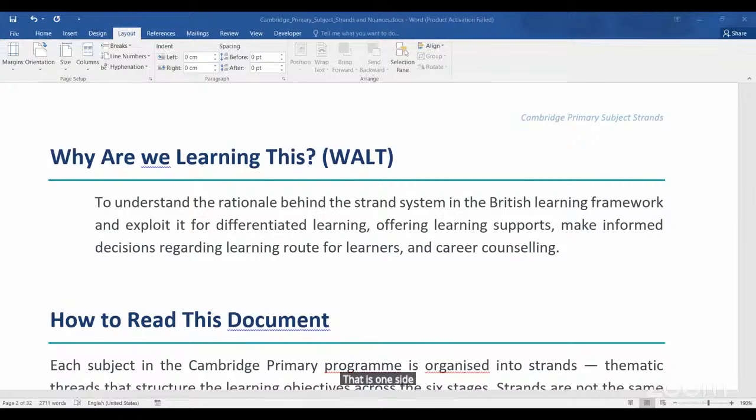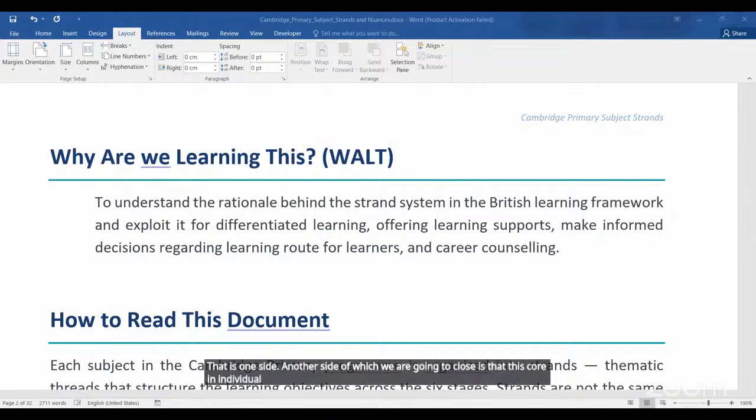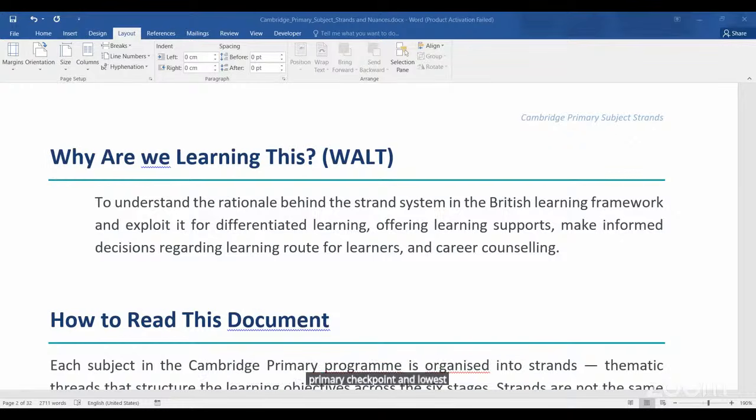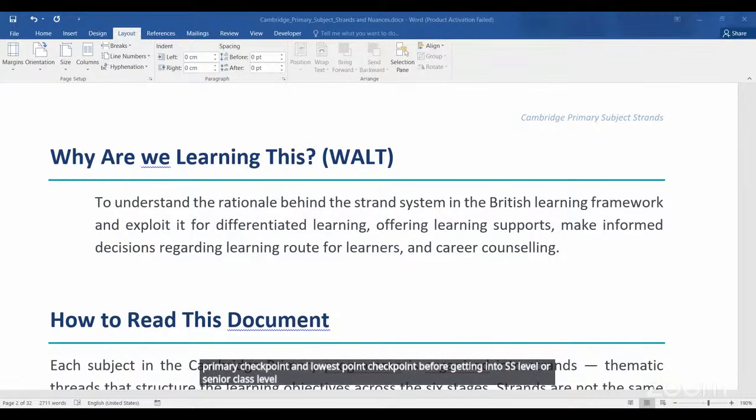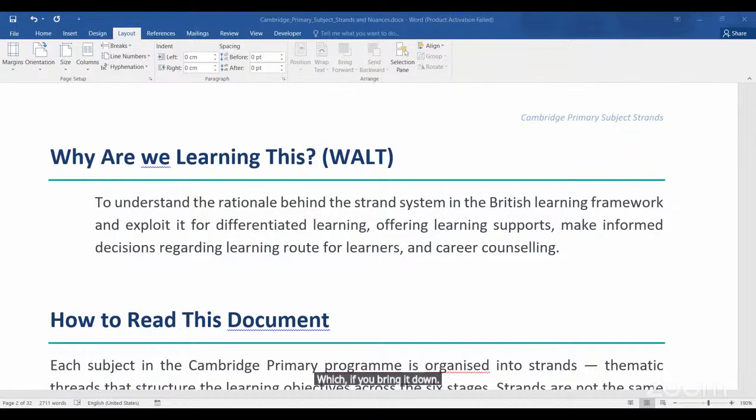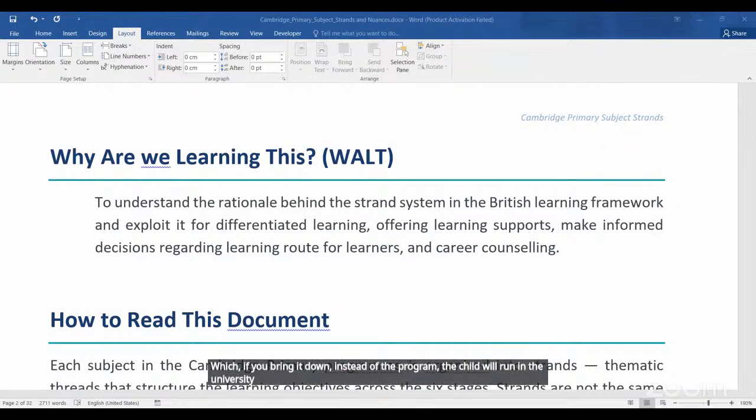Another side, where I'm going to close, is that the score in individual strands that a child gets during the primary checkpoint and lower secondary checkpoint, before getting into SS level or senior class level, is an indicator of the career the child should do in future. If you bring it down, it's an indicator of the program the child will run in the university. If you bring it down further, it's an indicator of the subject selections you will give to the child when the child gets to SS1 or year 10.